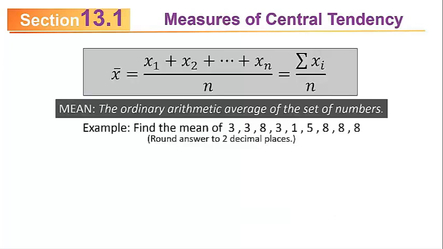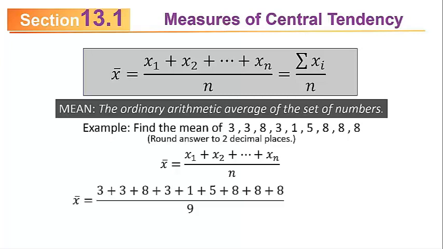How about this example? Find the mean of the list of numbers 3, 3, 8, 3, 1, 5, 8, 8, 8. Round the answer to 2 decimal places. All you do is add up the numbers and divide by how many there are. In this case, there's 1, 2, 3, 4, 5, 6, 7, 8, 9 of them. When you add all those numbers up, you get 47, so you divide 47 by 9, and rounded to 2 decimal places, you get 5.22.